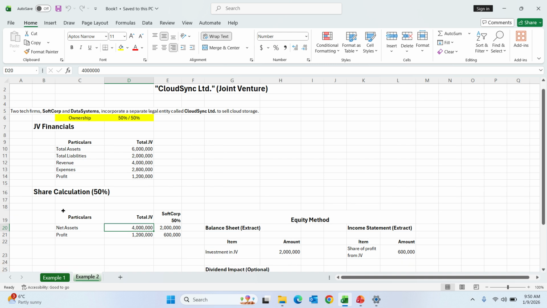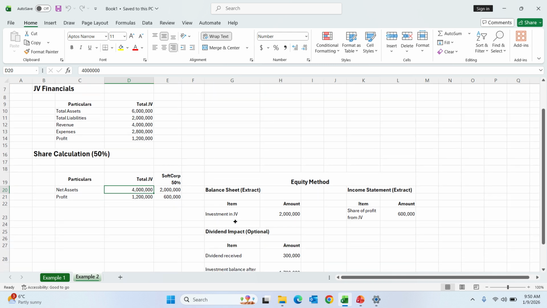So what are the net assets? Total assets minus total liabilities, 6 minus 2, 4 million are the net assets, or in other words the equity. Profit is 1.2 million. So how will SoftCorp record it, since its share is 50%? Among the 4 million net assets, 2 million will belong to SoftCorp, and among the 1.2 million profit, 600,000, half of it, will belong to SoftCorp.